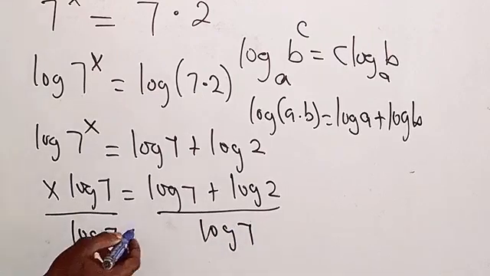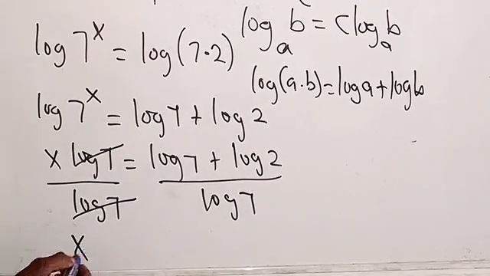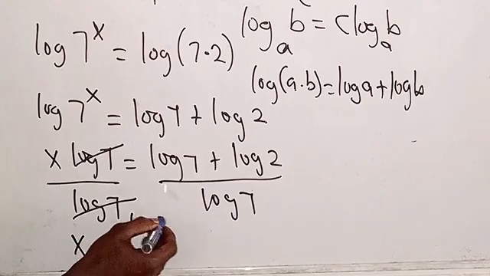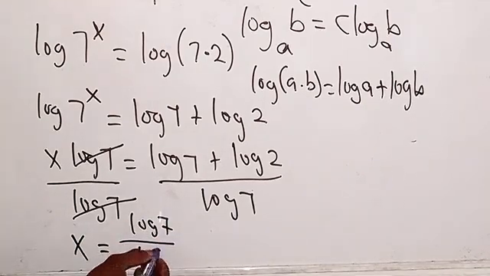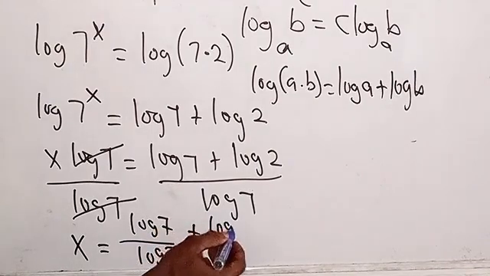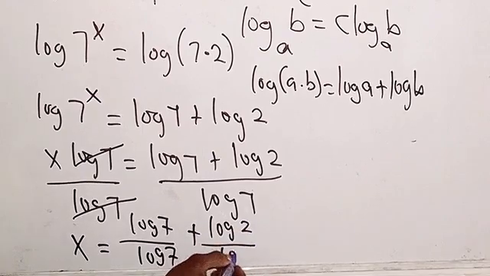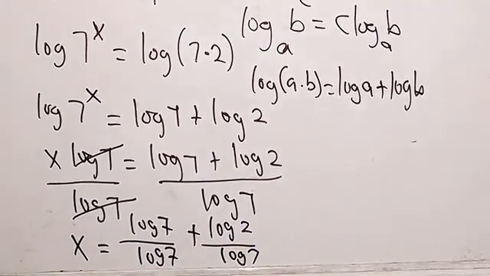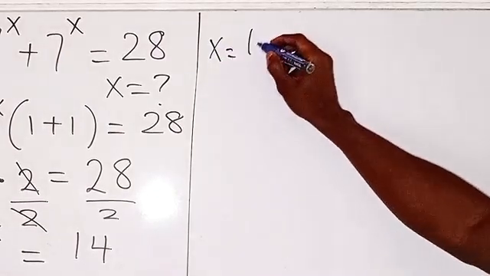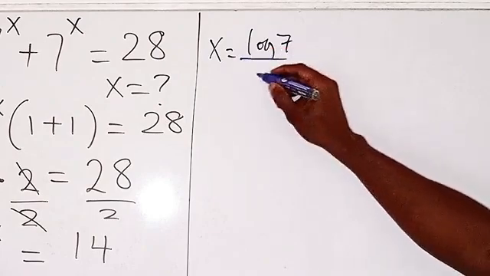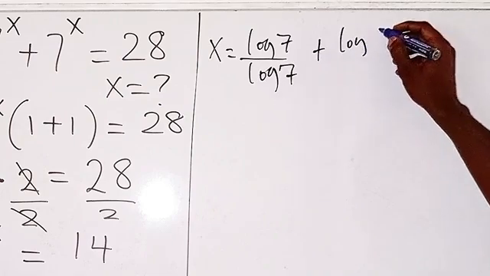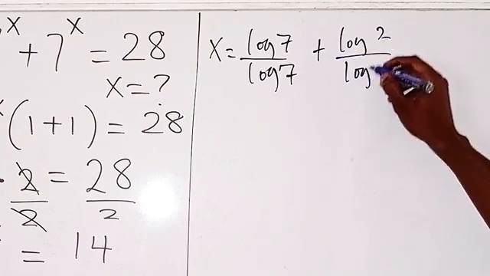So this cancels this, we have x equals, now we can split this, having log 7 over log 7 because they are sharing a common denominator, and log 2 over log 7. Now we have x equals log 7 over log 7, plus log 2 over log 7.